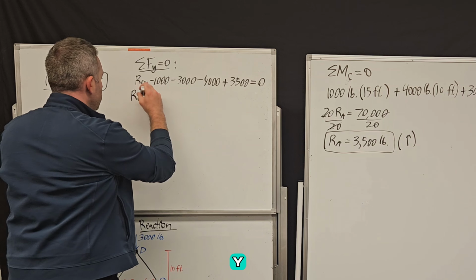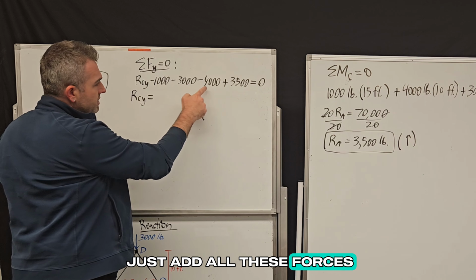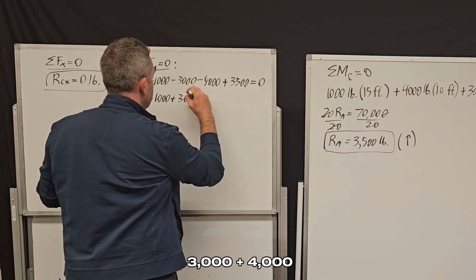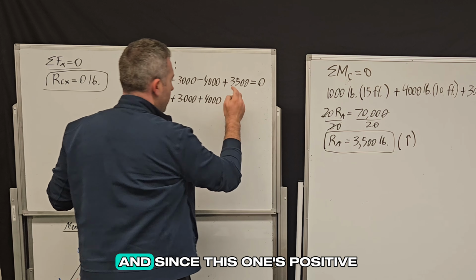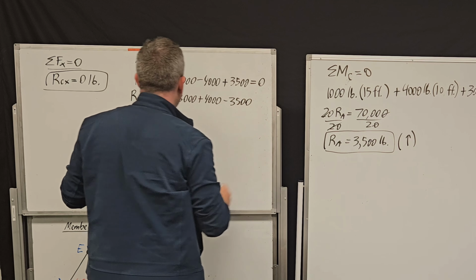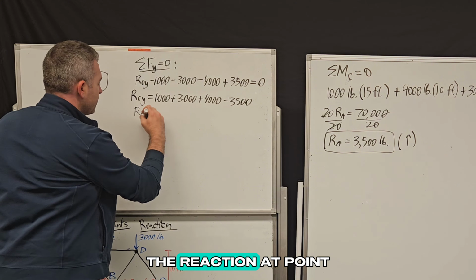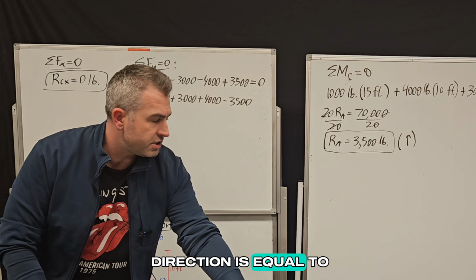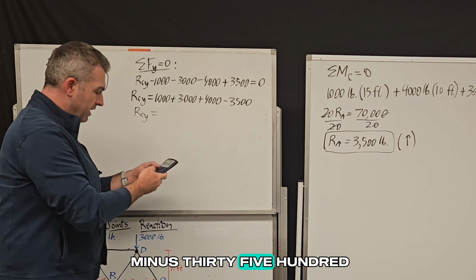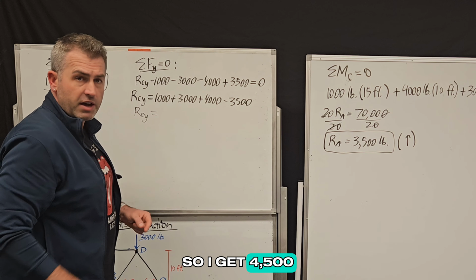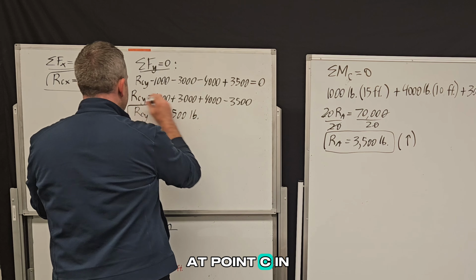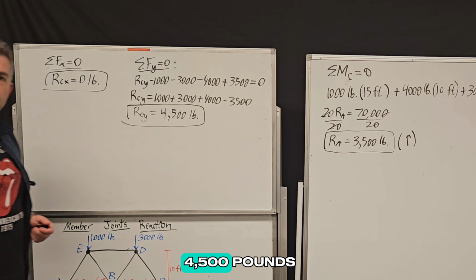The sum of all forces in the y direction equals 0. So we have RCY, and then I can just add all these forces to the other side of the equation to move them. So we have 1,000 plus 3,000 plus 4,000. And since this one's positive, I'm going to subtract it to get it to the other side. So minus 3,500. And so now I can just solve for RCY. So the reaction at point C in the y direction is equal to, that's 4,000 plus 4,000, that gives me 8,000 minus 3,500. So I get 4,500. So this reaction force at point C in the y direction is 4,500 pounds.